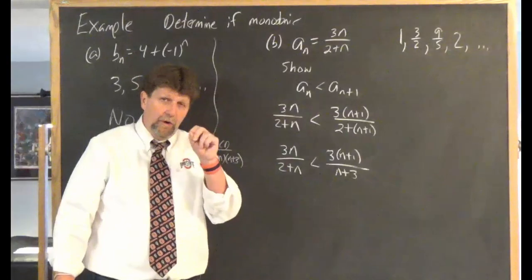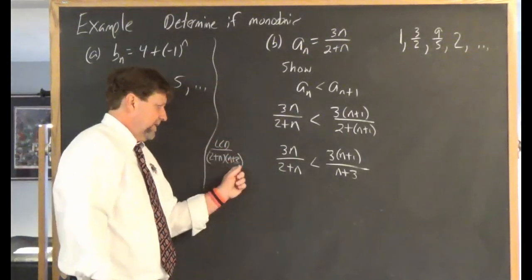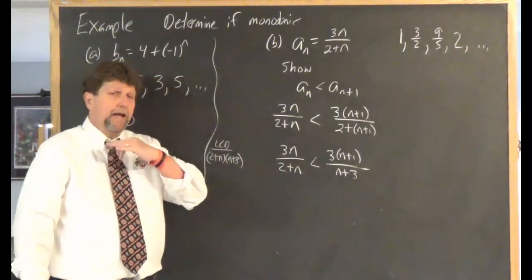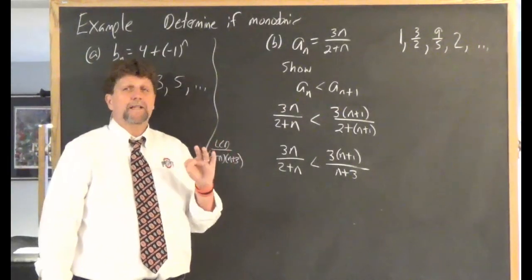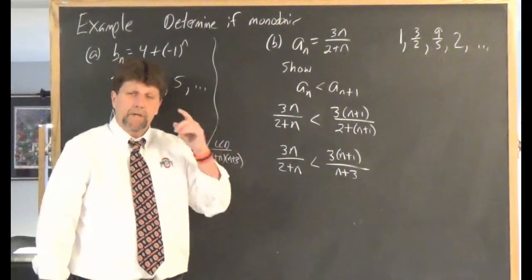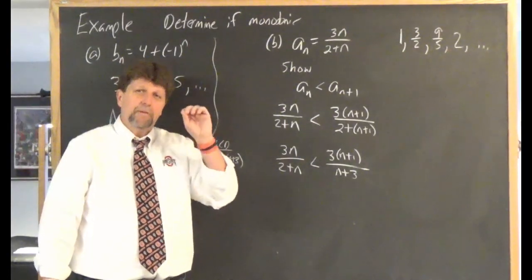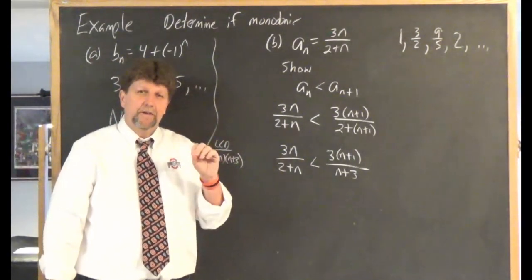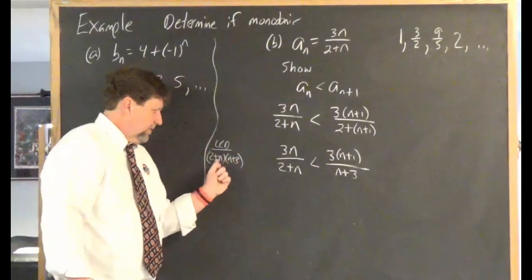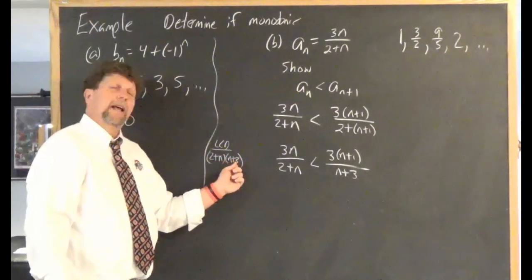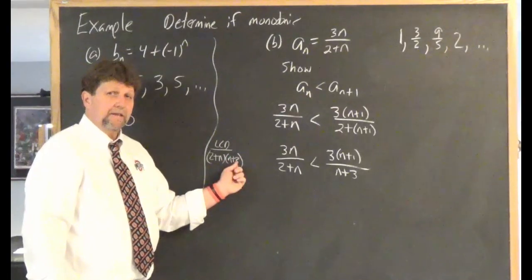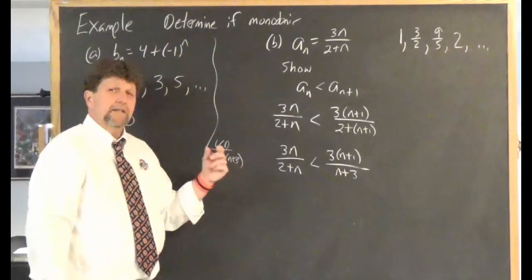So I need to do a quick check to make sure symbolically I'm not going to be multiplying both sides by a negative number. But keep in mind, n is representing a positive integer. For positive integers, 2 plus n will always be positive, and n plus 3 will always be positive. A positive times a positive is positive.